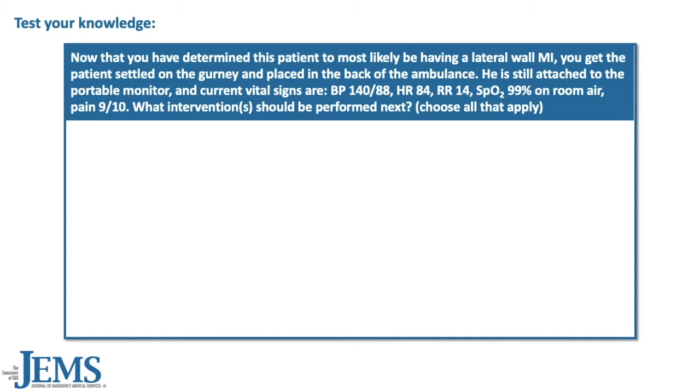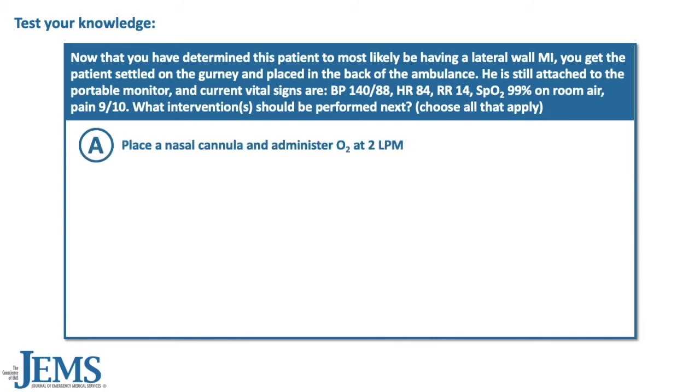He's still on the cardiac monitor, and a new set of vitals show a BP of 140/88, heart rate of 84, SpO2 of 99% on room air, and he's rating his pain as a 9 out of 10 in severity. What should you do next? And keep in mind there may be more than one correct answer.